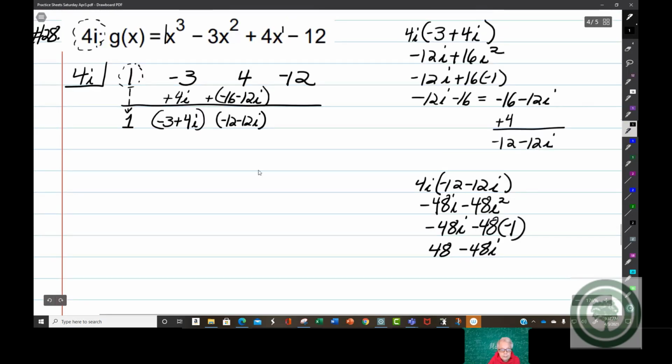Lord, this is getting dirty. Okay, so this times that is 48 minus 48i. And that's going to be 36 minus 48i. This was instructive, wasn't it? This is my remainder.